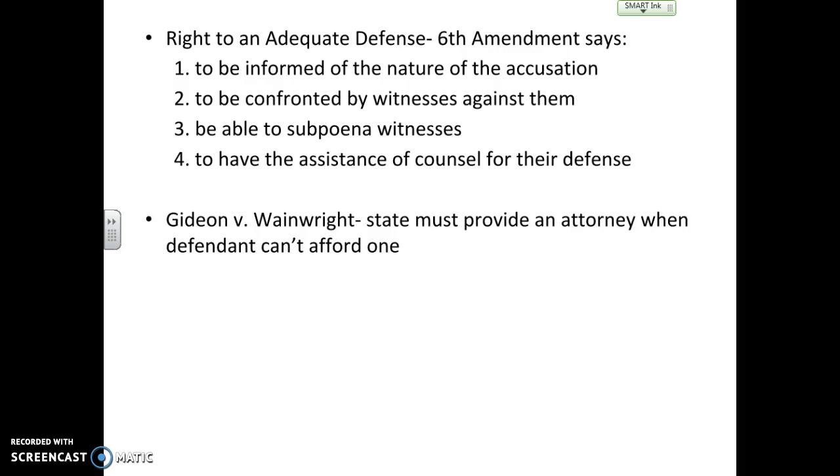You have the right to subpoena witnesses. In other words, your lawyer actually can make witnesses testify before the court. And then the biggest one is you have to have the assistance of counsel for your defense. The Gideon case, which we'll look at a little more closely, says that the state must provide an attorney when the defendant can't afford one. Period. In any case.